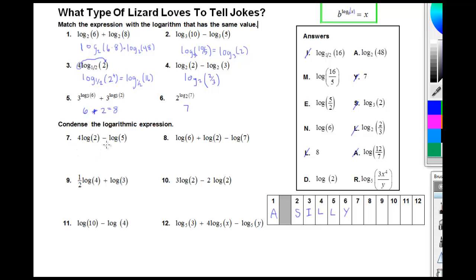And then here we have a little bit more complicated expressions. First, this coefficient has to come up because you can't use the subtraction rule with the logs in it if there's a 4 or any other coefficient out here. So first let's bring it up as log of 2 to the 4th minus log of 5. And then since 2 to the 4th is 16, and dividing because of the subtraction, this is 5. So it is the log of 16/5, which is M.